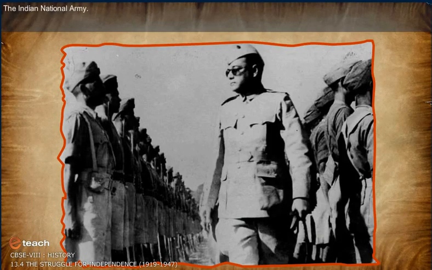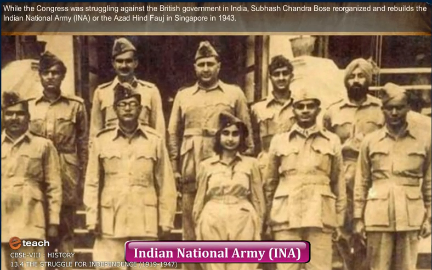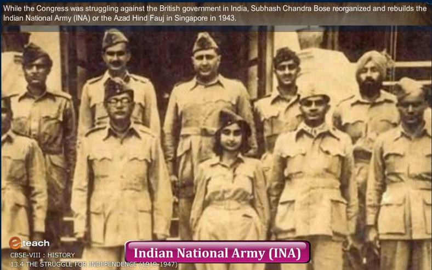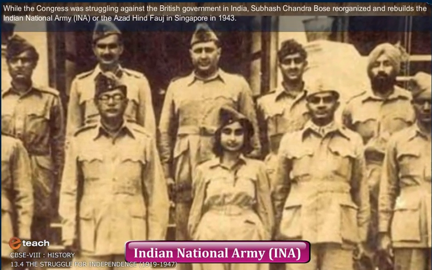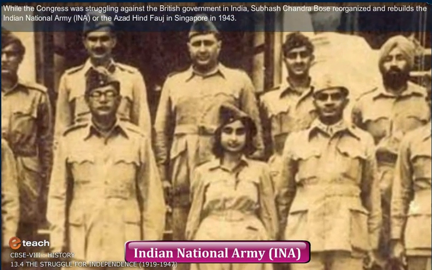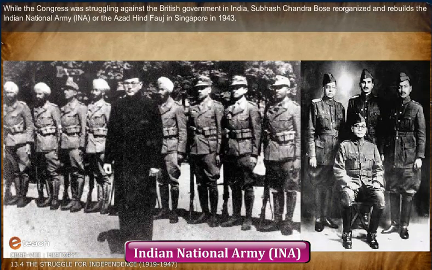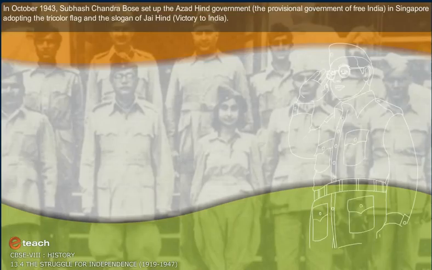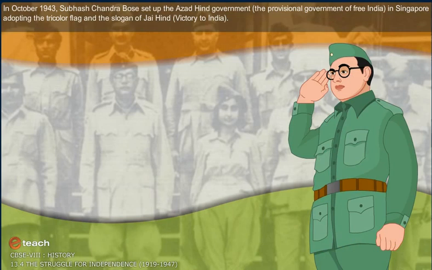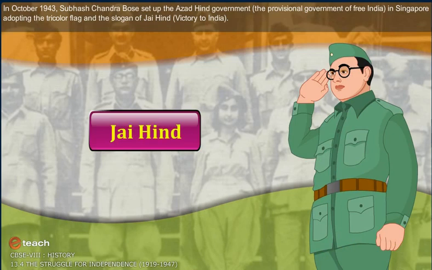The Indian National Army. While the Congress was struggling against the British government in India, Subhash Chandra Bose reorganized and rebuilt the Indian National Army (INA) or the Azad Hind Fauj in Singapore in 1943. In October 1943, Subhash Chandra Bose set up the Azad Hind Government, the Provisional Government of Free India, in Singapore, adopting the tricolor flag and the slogan of Jai Hind, Victory to India.